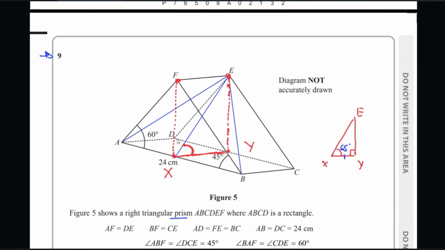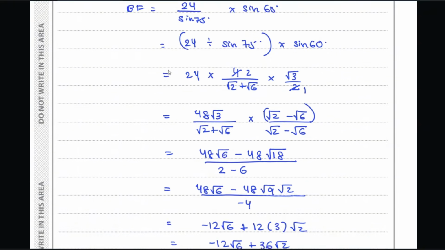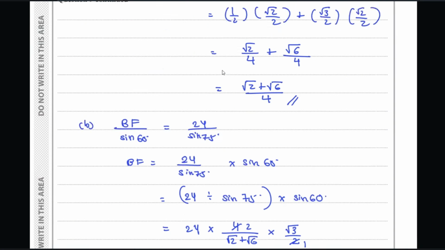So in the diagram, we can see the line FX is equal to the line EY. So we know the length EY. Therefore, EY is 36 minus 12 root 3. And if we can find XY, XY is equal to EF, so we'll be able to find EF. So let's find XY.